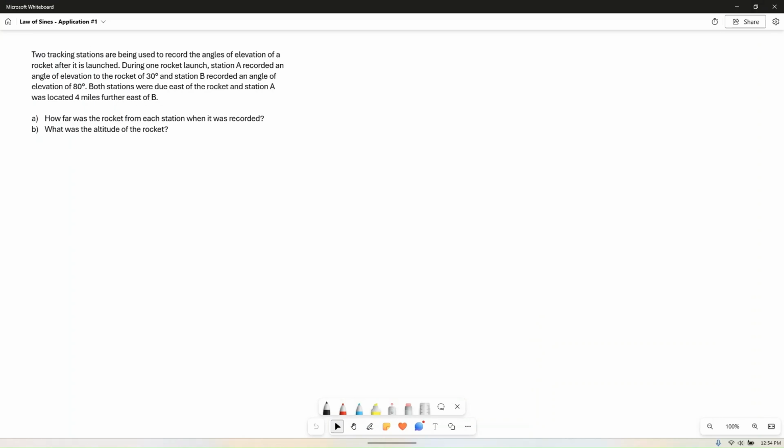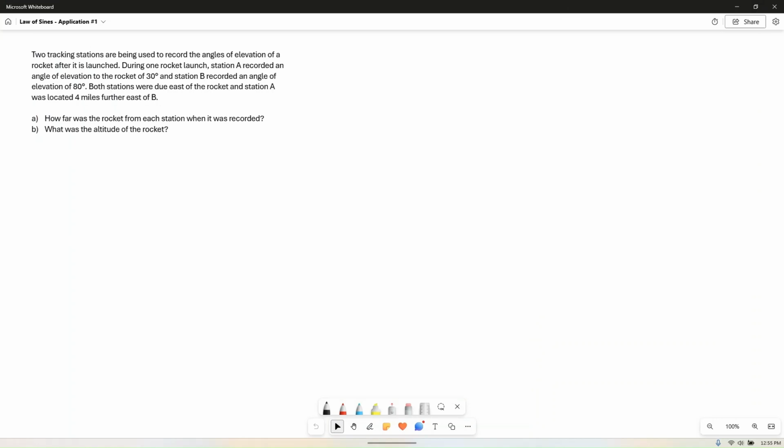Let's look at an example of an application involving law of sines. In this example, we're told that we have two tracking stations that are being used to record the angles of elevation of a rocket after it's launched. During one rocket launch, station A recorded the rocket with an angle of elevation of 30 degrees, and at the same time, station B recorded an angle of elevation of 80 degrees.